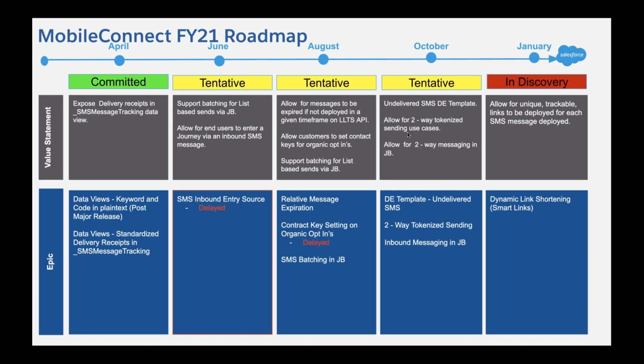Additionally, we're looking at full support for two-way tokenized sending for use cases. And then also, and this one will likely get bumped to later in the year, just due to some other projects that the team's working on, allow for full two-way messaging in Journey Builder via the wait until activity. Anyone familiar with Journey Builder will know that one of the flow controls is wait until.